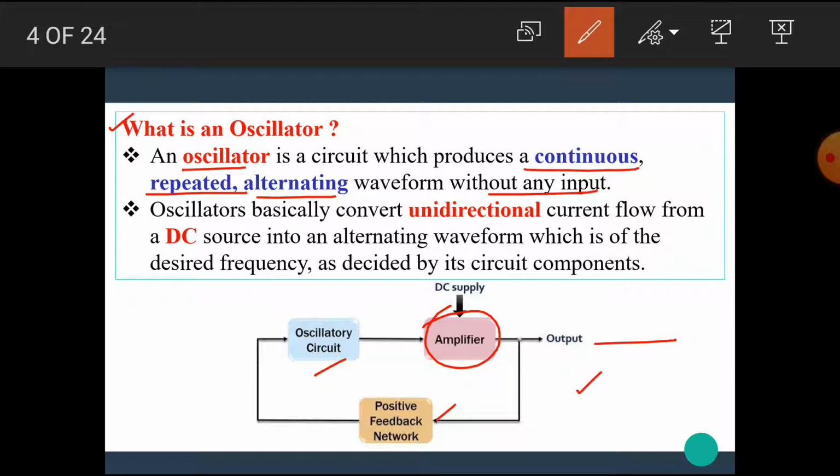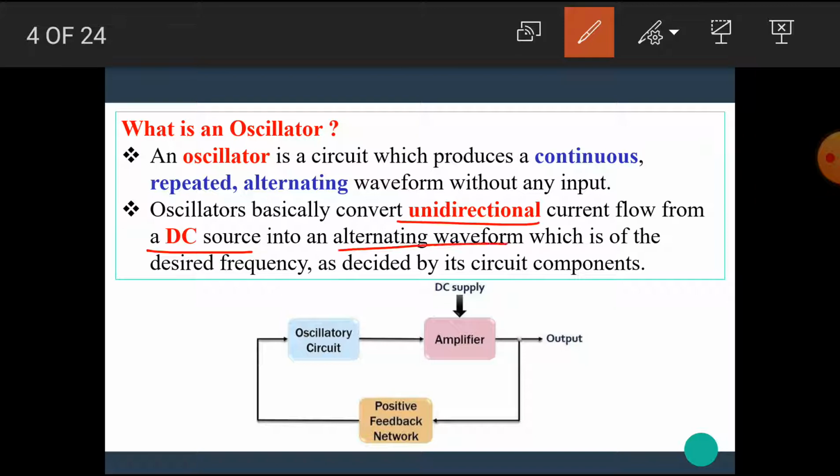That means the output of the oscillator is in this form. The oscillator basically converts unidirectional current flow from a DC source into an alternating waveform of the desired frequency, as decided by the circuit components. That means the amplifier or the oscillator has no special input signal here.